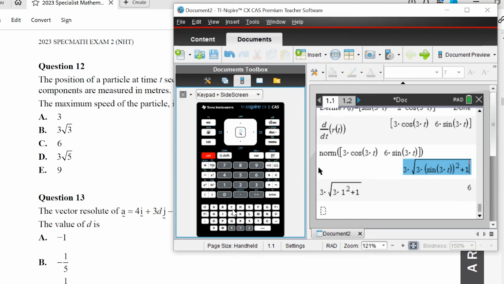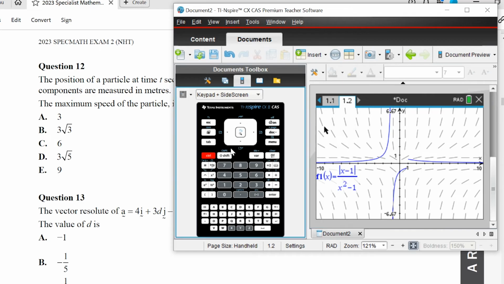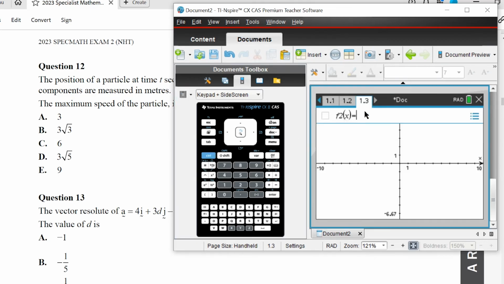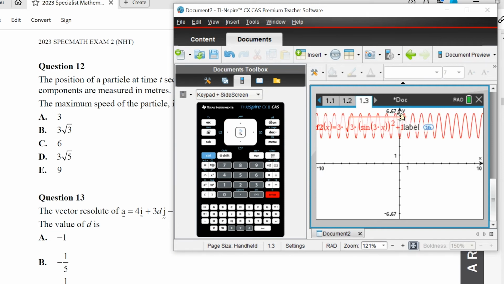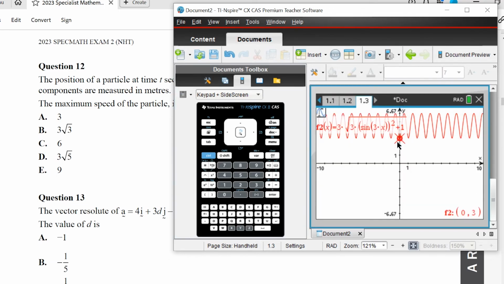Just copy it, paste it into a graph. Maybe use a new one. I can't use t, I have to use x on the graphs page, but we should see it's got a maximum up here at 6. Okay, just in case you didn't believe me.